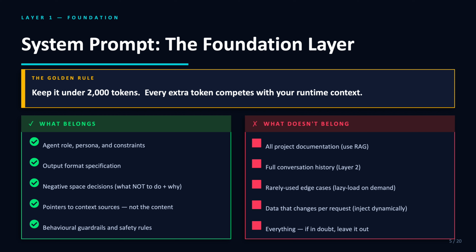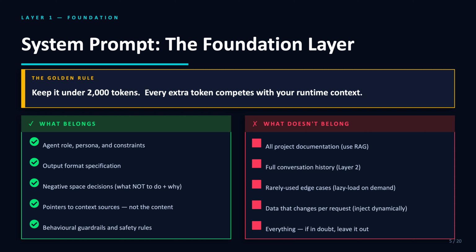Let's go deep on layer 1, because this is where I see the most consistent and expensive mistakes in production. The golden rule, shown here in amber. Keep it under 2,000 tokens. Every token in your system prompt is a token that competes with your runtime context, the information that actually changes per task. If you burn your context budget on the foundation layer, you've compromised every layer above it before the task even begins. So what belongs in the system prompt?